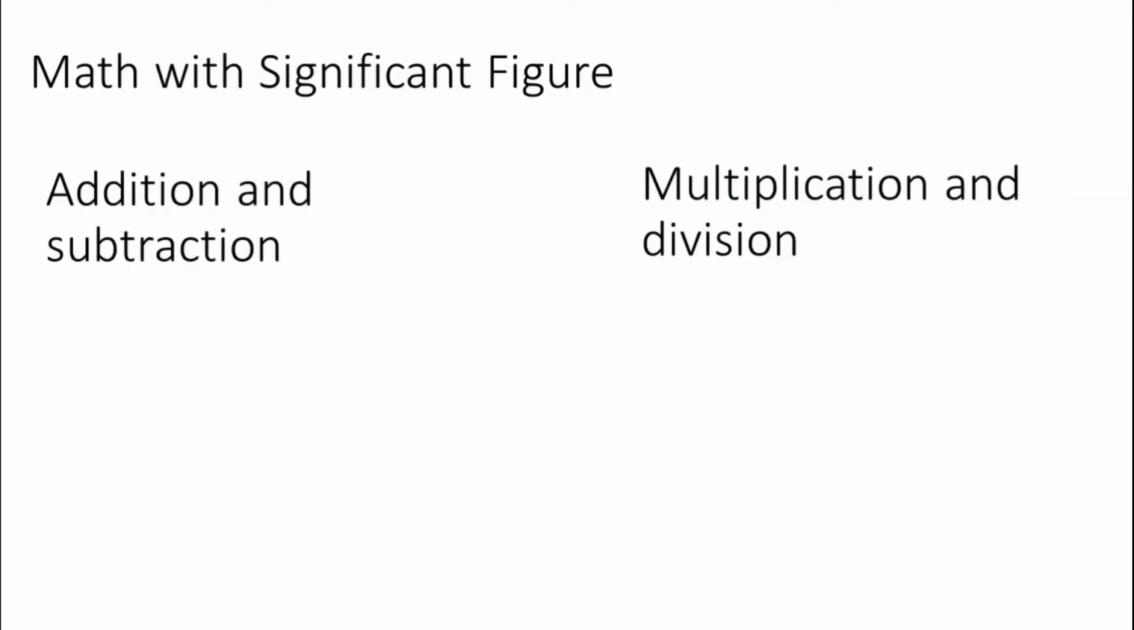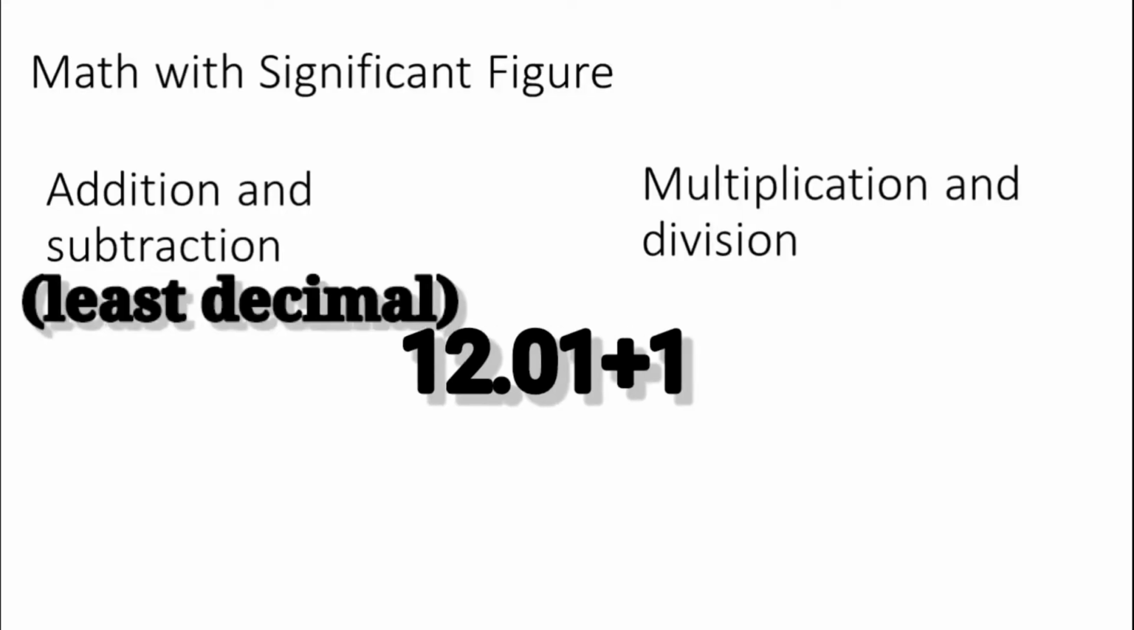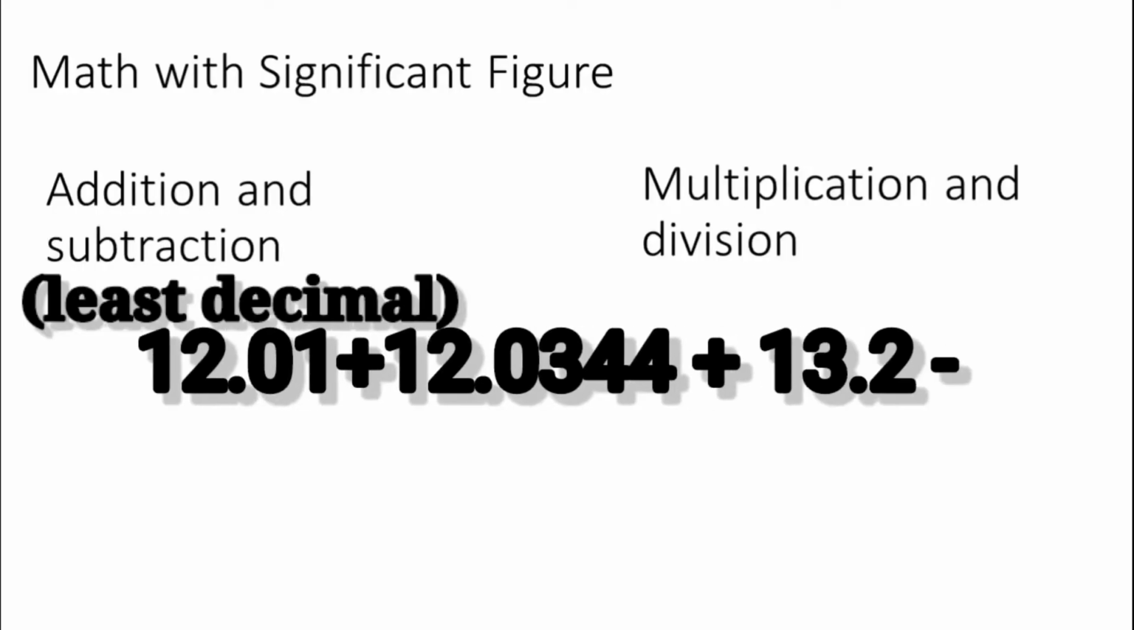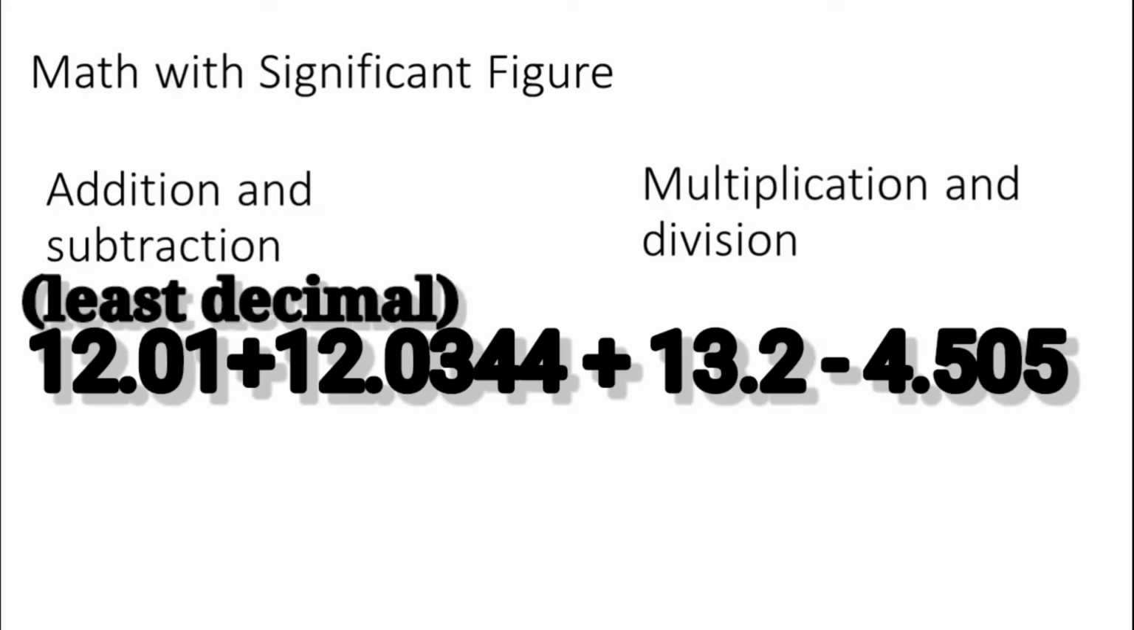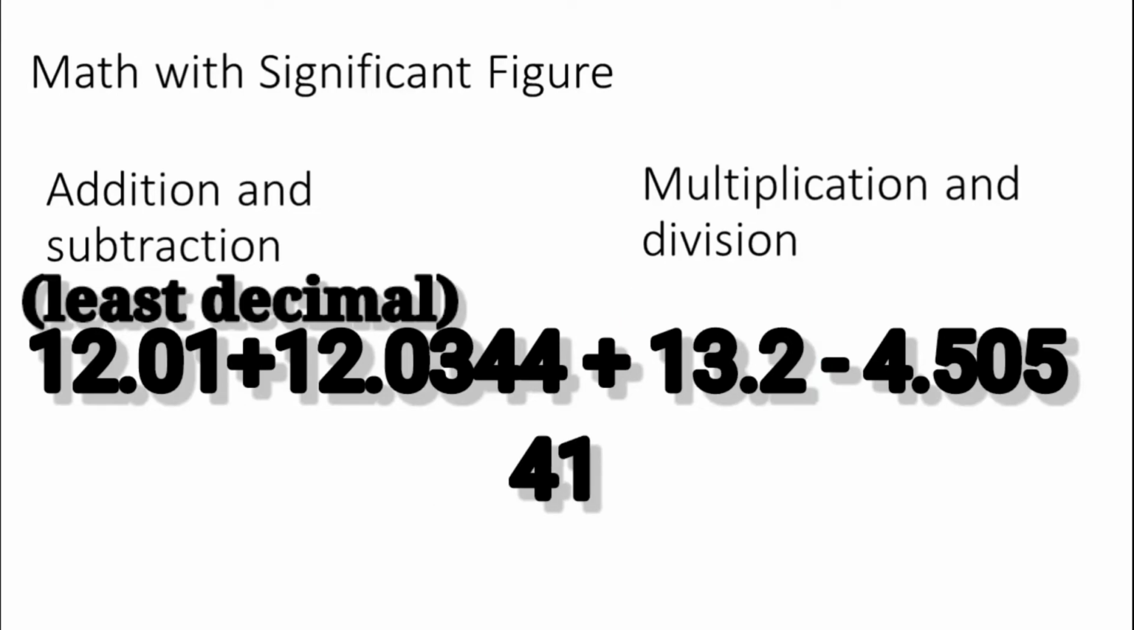In mathematical operations involving significant figure, for addition and subtraction, you are going to look at the decimal portion of the number. The result must have the same number of decimal places as the term with the least decimal places. For example, let's say you have 12.01 plus 12.0344 plus 13.2 and then minus 4.505. You are going to get 41.7494. The lowest number of decimal in the terms is 1. So we have to round off the result to 1 decimal. The result of the addition and subtraction is 41.7.